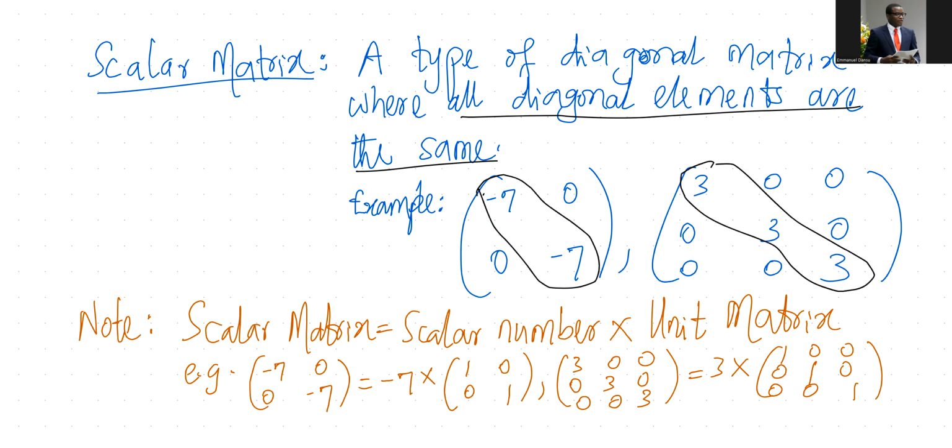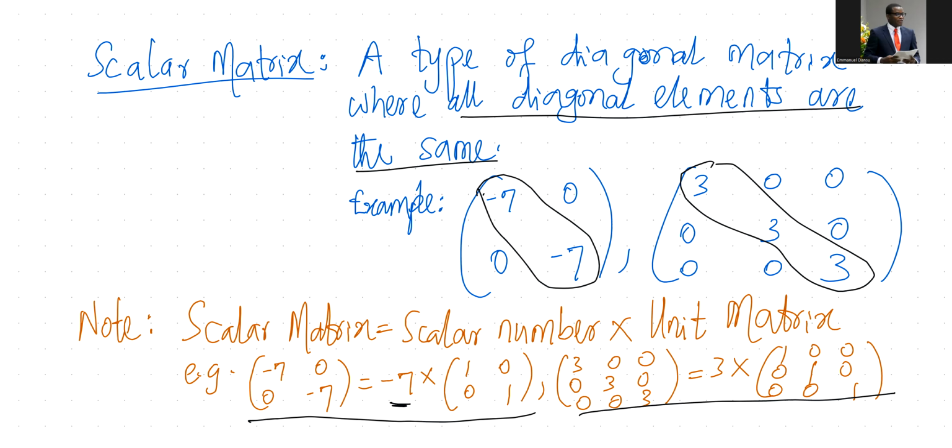Take note that every scalar matrix is actually a scalar number multiplied by a unit matrix. So when you have the matrix minus 7, 0, 0, minus 7, you discover that it's actually minus 7 multiplied by the unit matrix. Or when you have 3, 0, 0, 0, 3, 0, 0, 0, 3, it's the same thing as 3 multiplied by the 3 by 3 unit matrix. That is a scalar matrix.